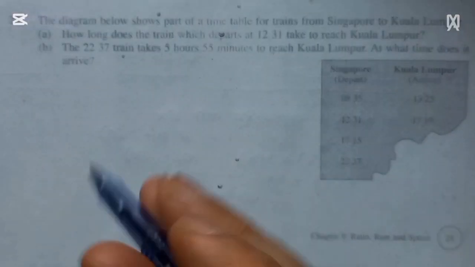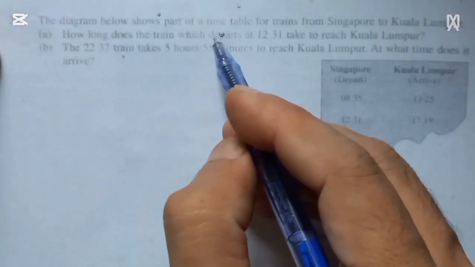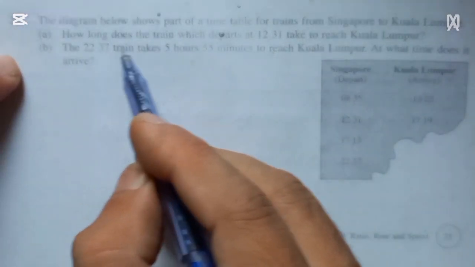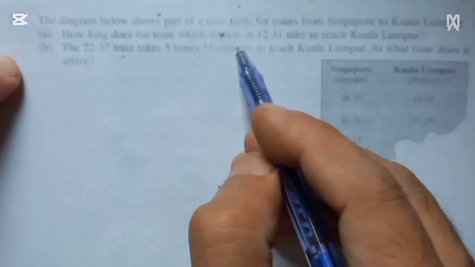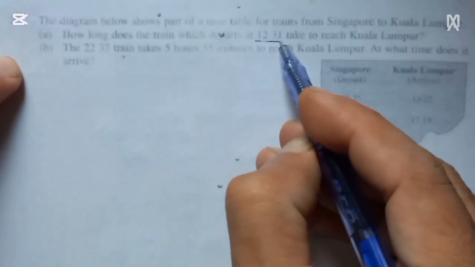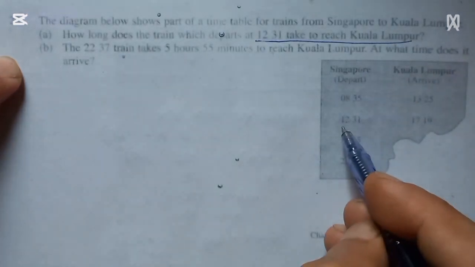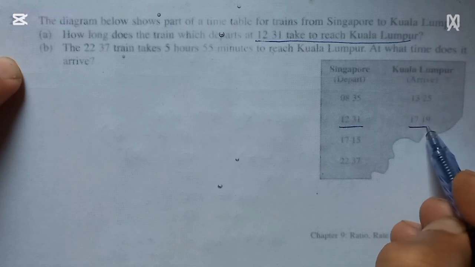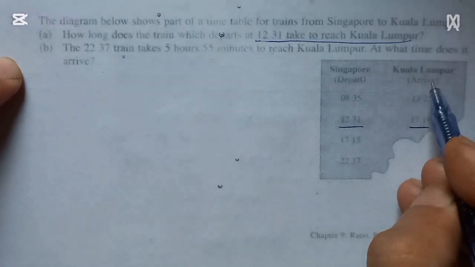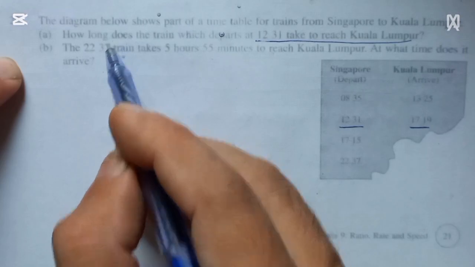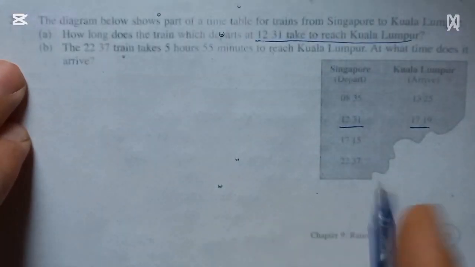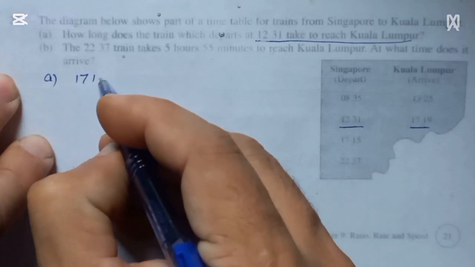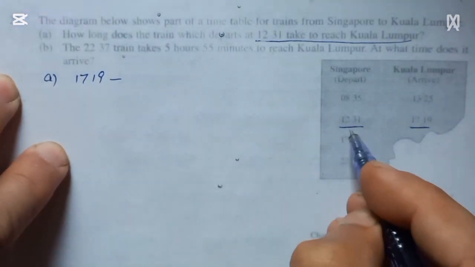The statement of the question is: the diagram below shows part of the timetable for trains from Singapore to Kuala Lumpur. Part A: how long does the train which departs at 12:31 take to reach Kuala Lumpur? So here is 12:31. The train is departing from here, and at this time the train is reaching Kuala Lumpur. So the requirement is how long? So 17:19 minus 12:31.